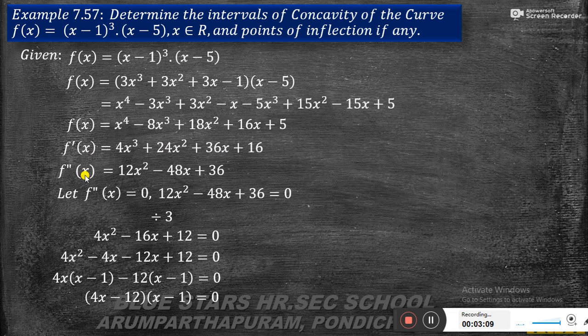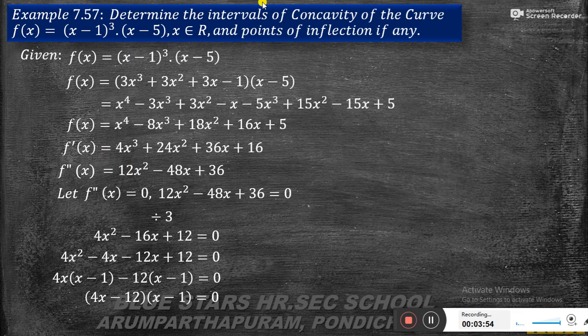Next, f double dash of x: again I differentiate the first derivative, so from this I get the second derivative. Differentiation of x cube is 3x square, so 4 threes are 12x square. Next minus 24 into differentiation of x square, which is 2x, so minus 48x. Plus differentiation of 36x, which is plus 36. So f double dash of x equal to 12x square minus 48x plus 36. This is the second derivative. So first derivative, second derivative.